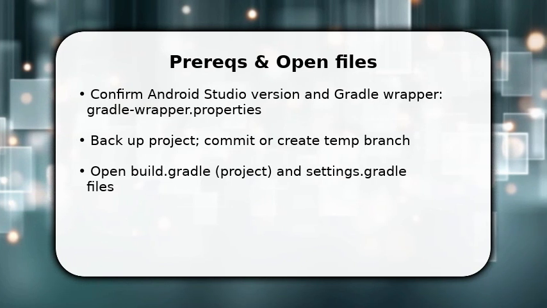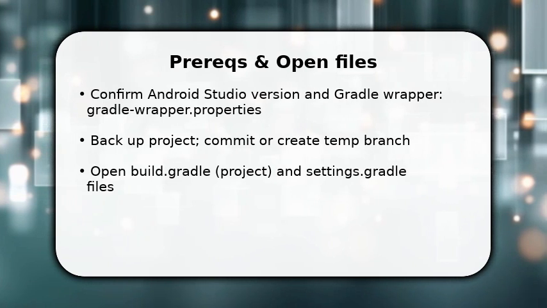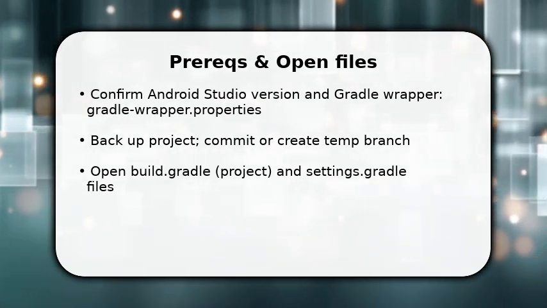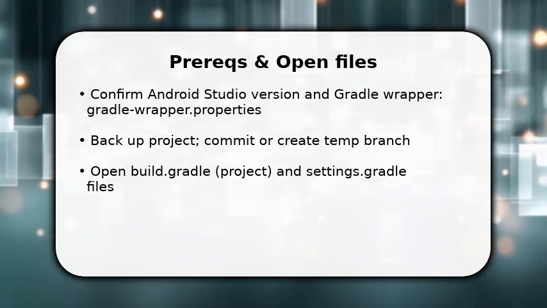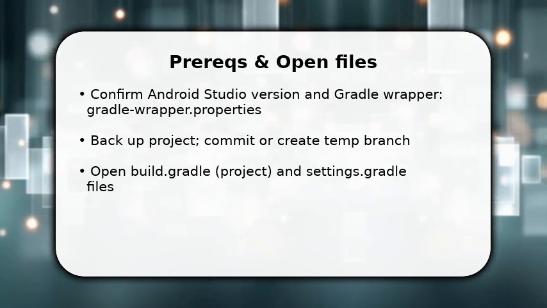Next, open the project-level build.gradle and gradle-wrapper.properties. These are the first actionable files to edit. You will change plugin coordinates and the wrapper distribution URL. So locate those lines now, and keep the IDE console visible for quick error feedback.